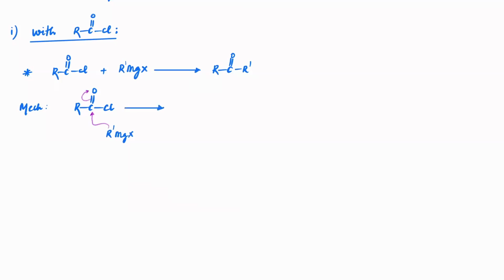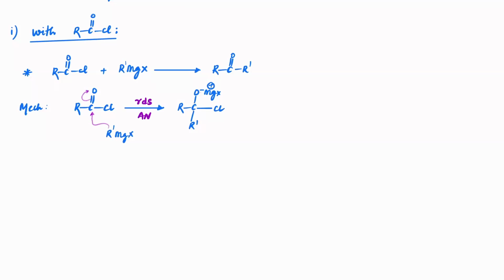So in that case, we will have this as RC, this will become O minus, taking MgX plus, this is R dash and Cl. So this is an AN reaction, which means addition of nucleophile. And usually addition of nucleophile is the rate determining step.